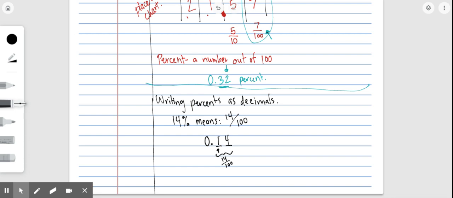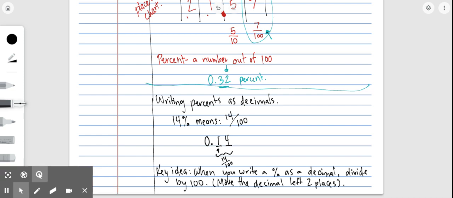So the key idea is that when you write a percent as a decimal, you divide by 100 or move the decimal to the left 2 places. Okay, let's take a moment, pause this video, make sure that you write this down.